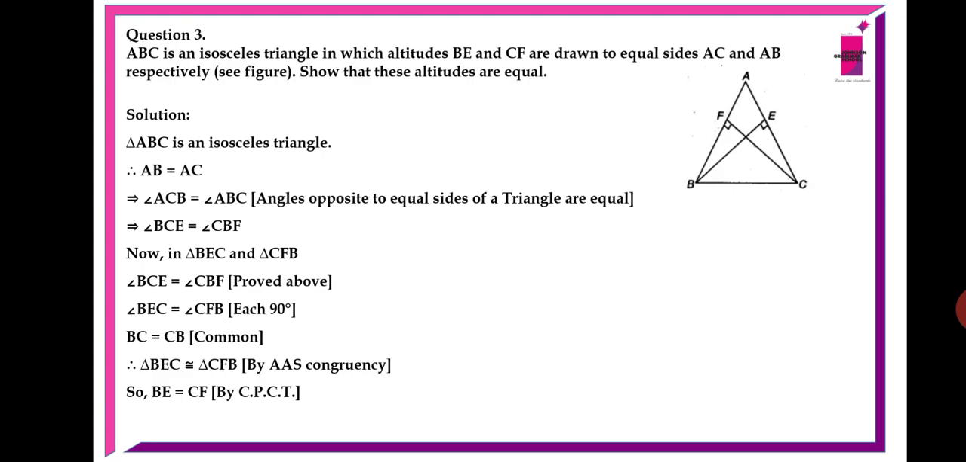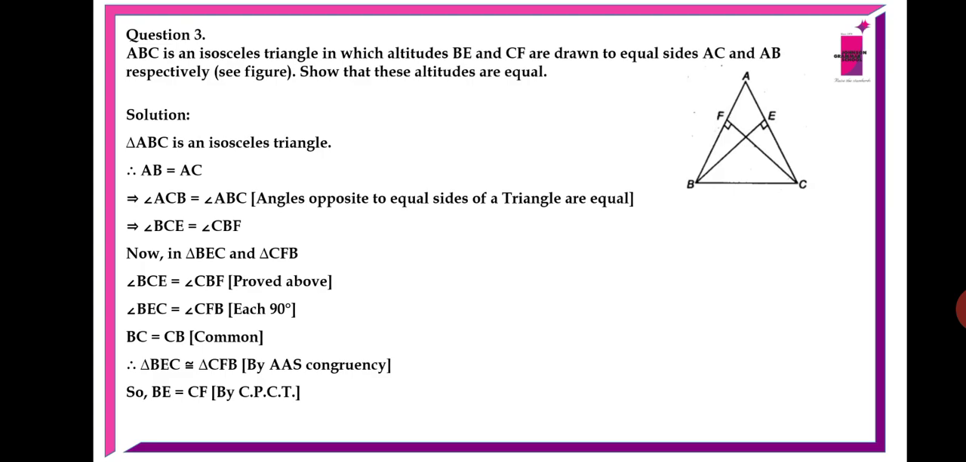Question number 3. ABC is an isosceles triangle in which altitudes BE and CF are drawn to equal sides AC and AB respectively. Show that these altitudes are equal. So in this question you should prove that CF equal to BE. Triangle ABC is an isosceles triangle, therefore AB equal to AC. Angle ACB equal to angle ABC, because angles opposite to equal sides of a triangle are equal.